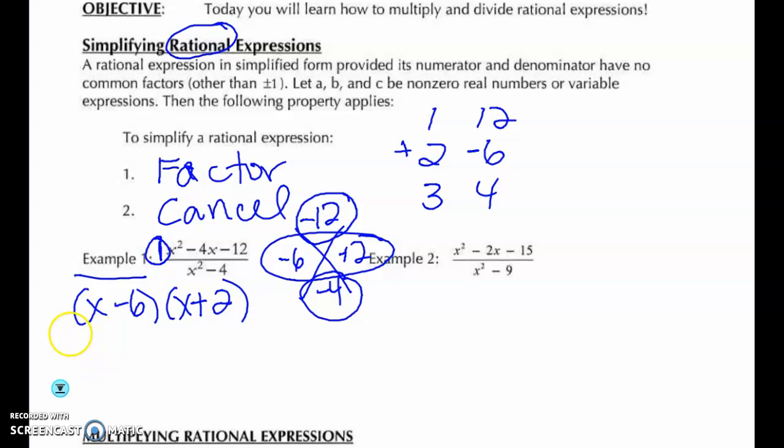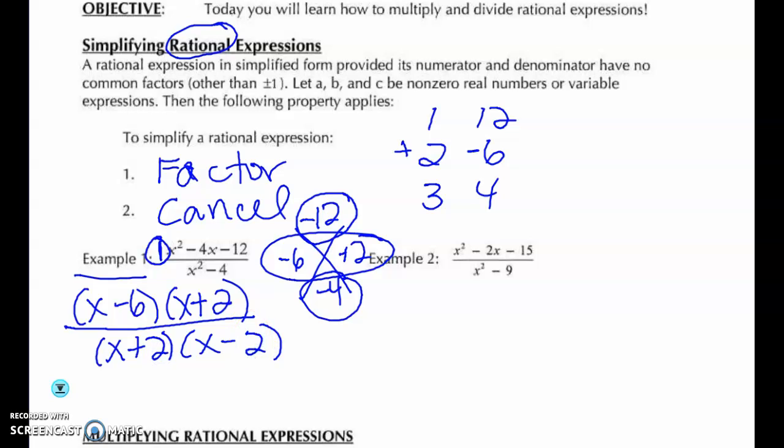Okay? Now let's go down here. The denominator is super easy to factor because it's two perfect squares separated by a minus sign. Remember, set yourself up. There's no middle x term, so that means one sign has to be positive, one sign has to be negative, and then the square root of x squared is x, so we put that in the first position, and the square root of 4 is 2, so we put that in the second position.